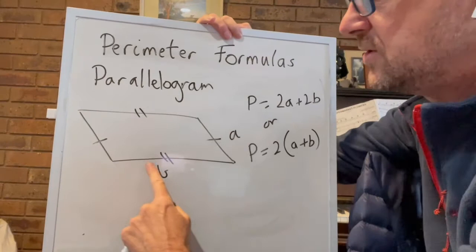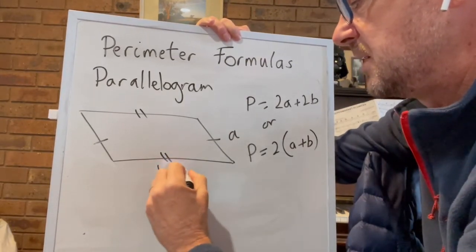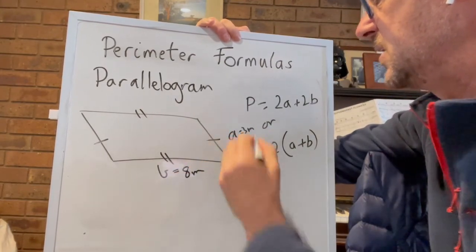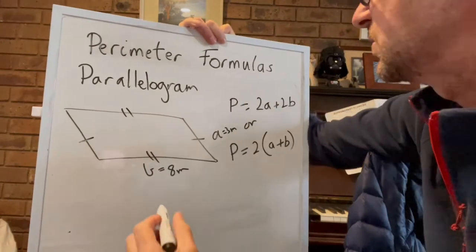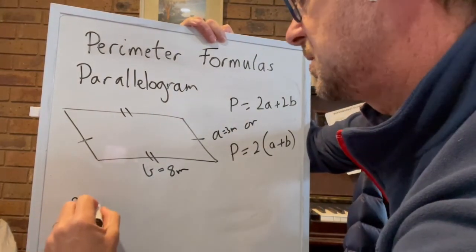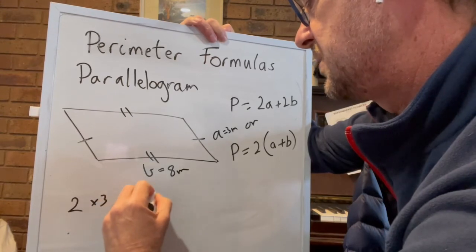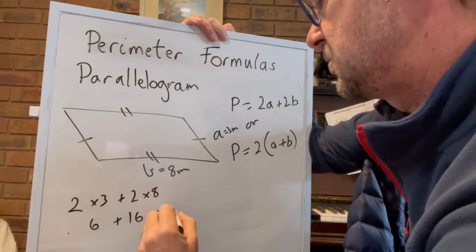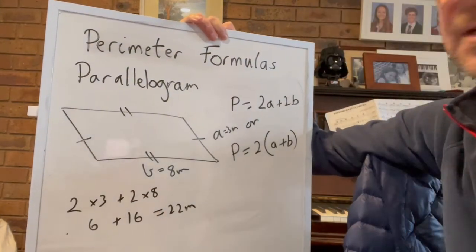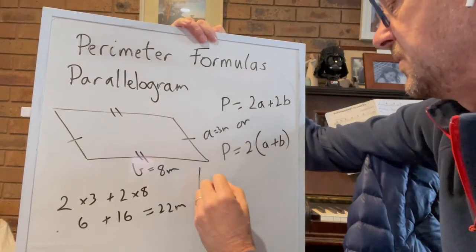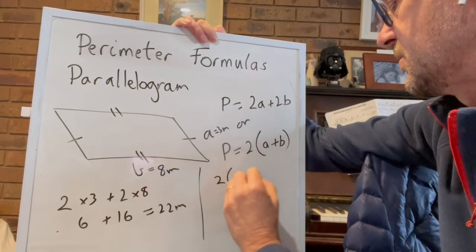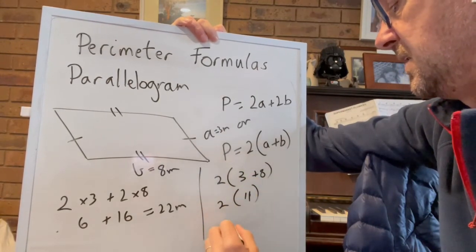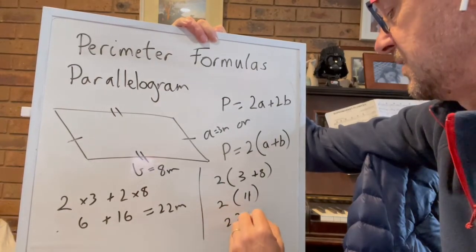So if we give these some values here now, so let's say that B equals 8 meters, and A equals 3 meters. We could then end up with a situation where we have 2 times 3 plus 2 times 8. So that becomes 6 plus 16, and that becomes 22 meters. Okay. And then the alternate one here where we have the brackets, that's 2, it'll be 3 and 8. 8 and 3 is 11, and that gives us 22 meters.